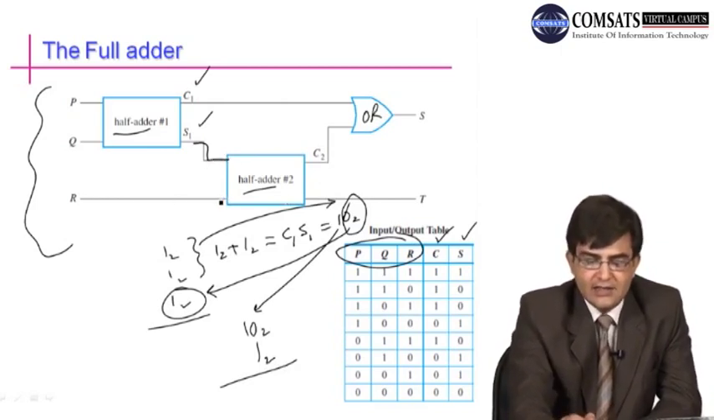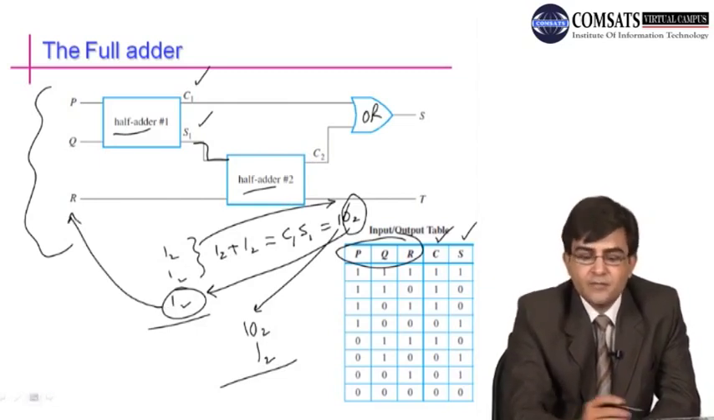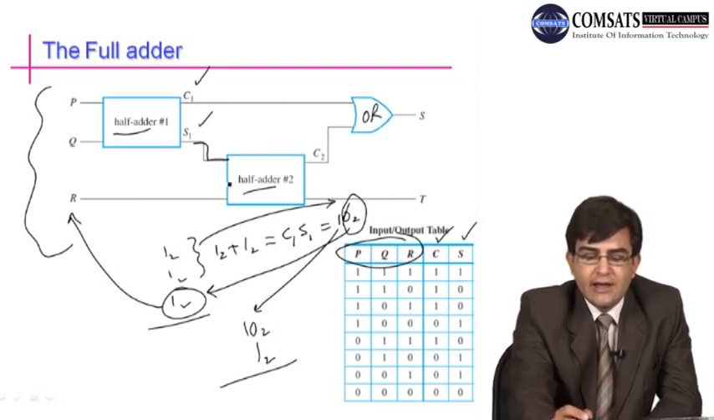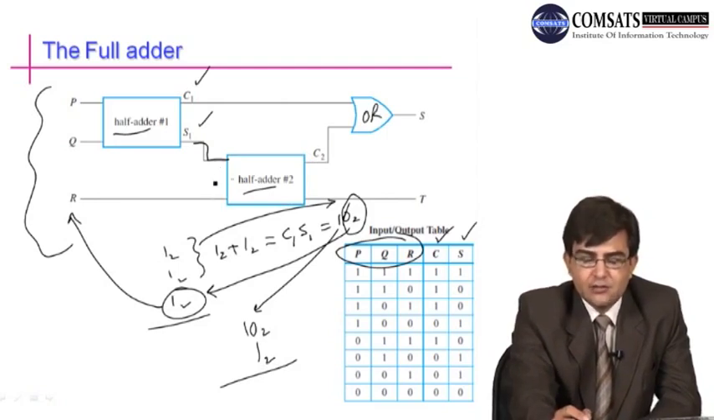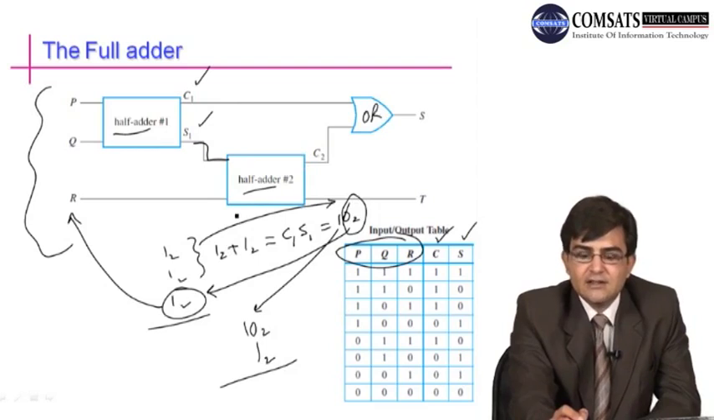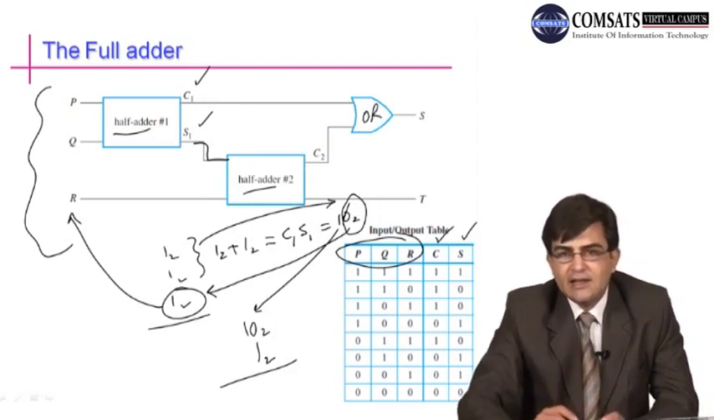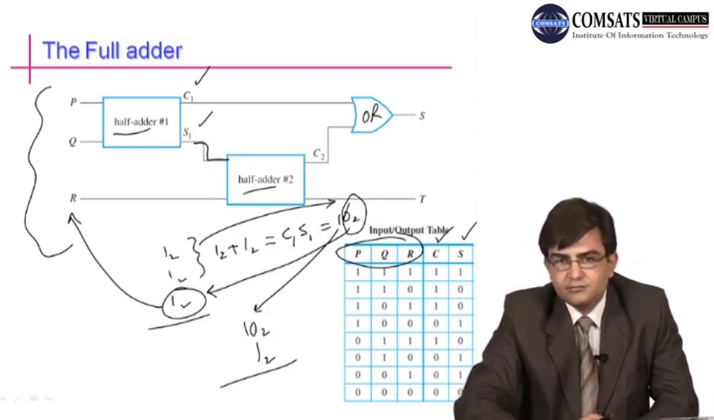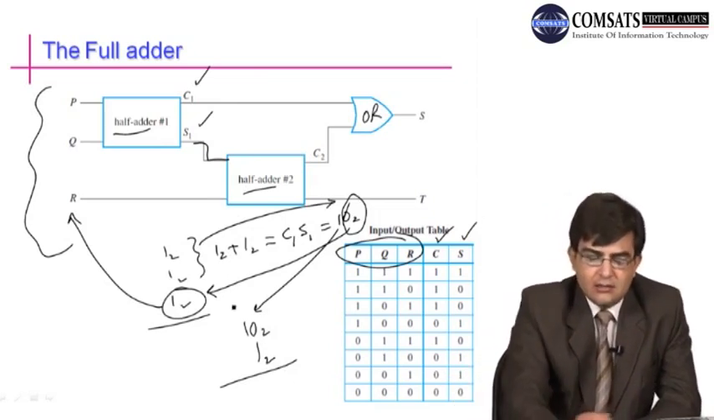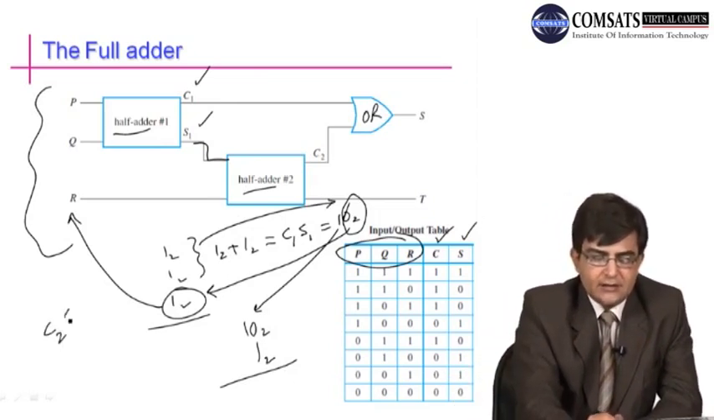We have R as an input, the third number here, R. The inputs are 2 digits, and to add these 2 digits we again use a half adder circuit. This will give us another carry and sum. You can say carry 2 and sum 2.